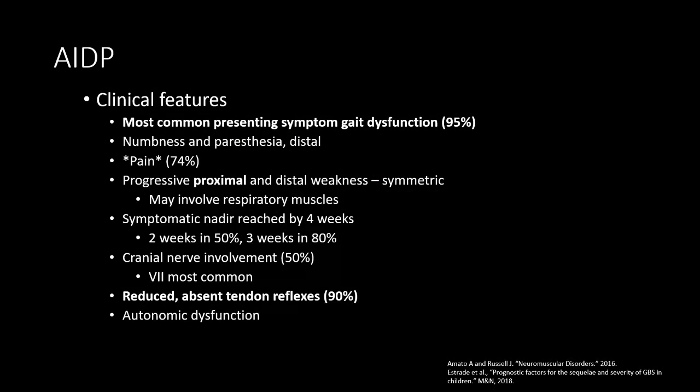Cranial nerve involvement is fairly common, and the seventh nerve is far and away the nerve that is most often involved. As we'll talk about in a little bit, this also might have a little bit of prognostic relevance. Most patients at presentation will have reduced or absent tendon reflexes, 90%, and then it's also fairly common for patients to have some degree of autonomic involvement.